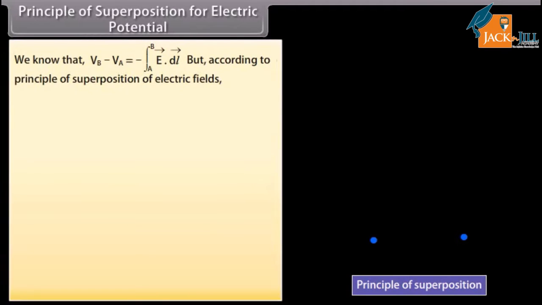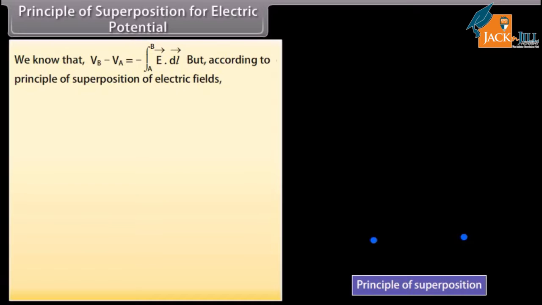Principle of superposition for electric potential. Let us consider 2 point charges +Q1 and +Q2. Take any 2 points A and B in the combined electrostatic field of the 2 charges Q1 and Q2. Choose a curve L between A and B. We know that V_B minus V_A is equal to minus the integration from A to B of E vector dot dl vector.